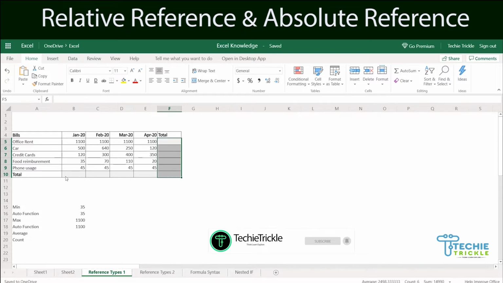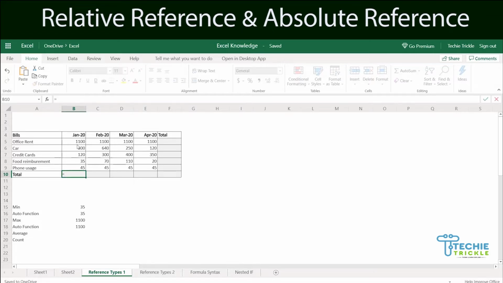Okay, so let's start back here for January. So equal to B5 plus B6 plus B7 plus B8 plus B9, right? So I get 1800. Now when you double click this, it gives you the cell references, all in different colors, right? So B5 is blue, red is B6 and so on, right? Now these are the relative references that we are talking about.